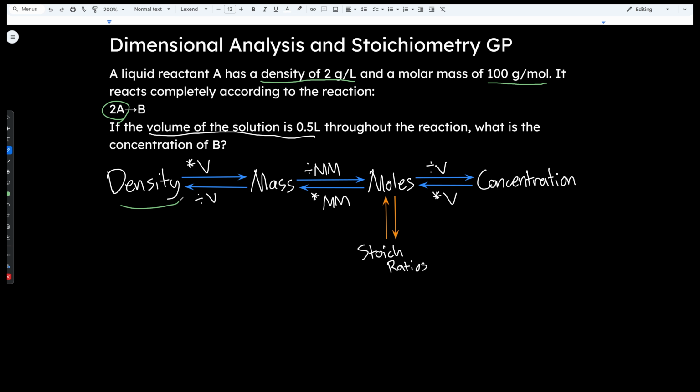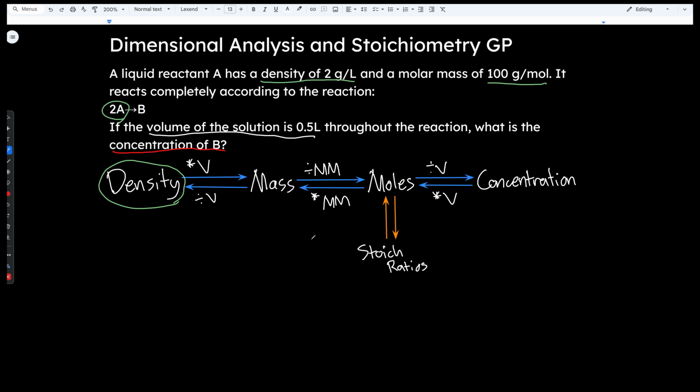So basically, we are starting off right here. But the question is asking for the concentration of B, which is a different property. It's a different language, essentially. So that means we can't just solve for concentration. We can't just go from here to here, because that's going to give us the concentration of A. We don't want the concentration of A. We want the concentration of B.